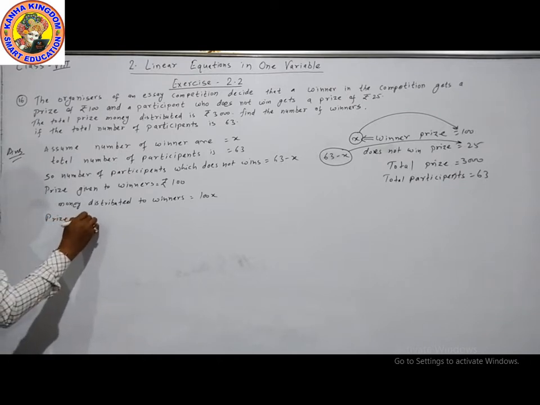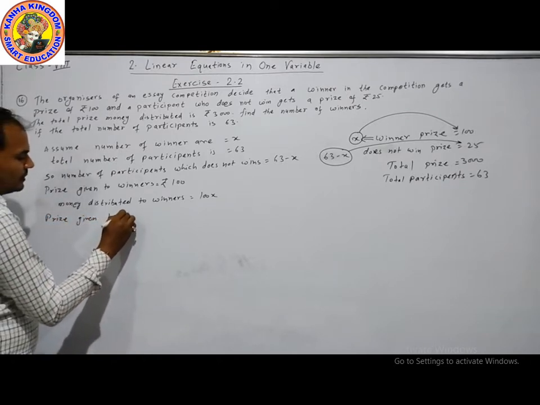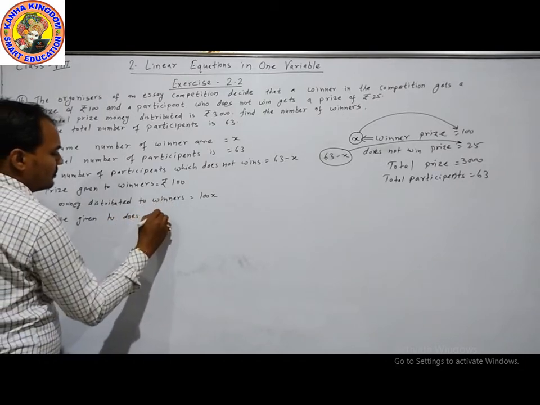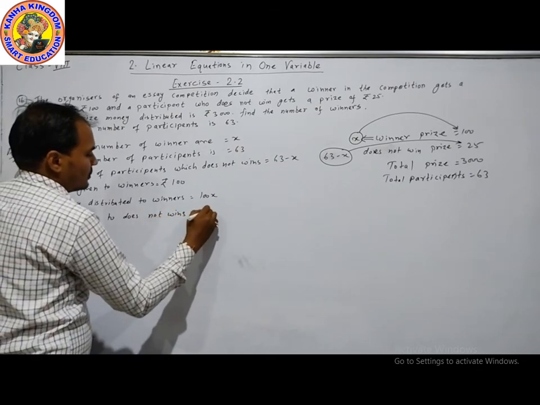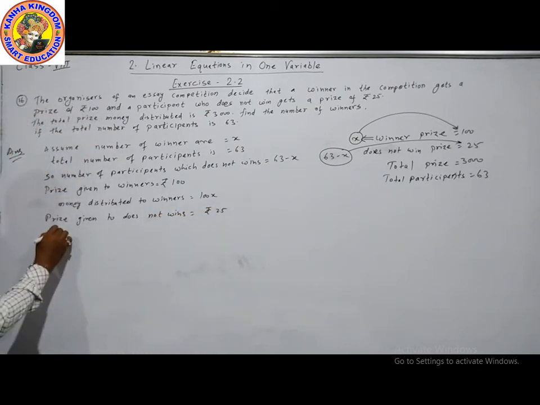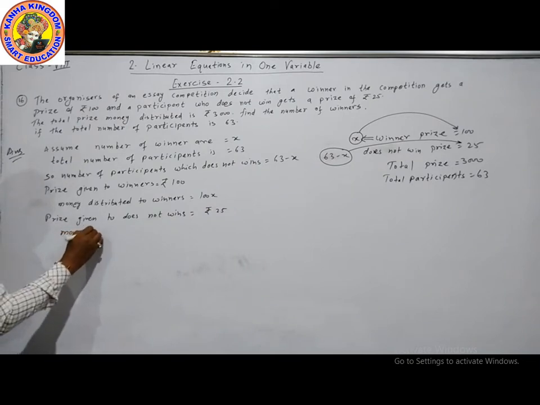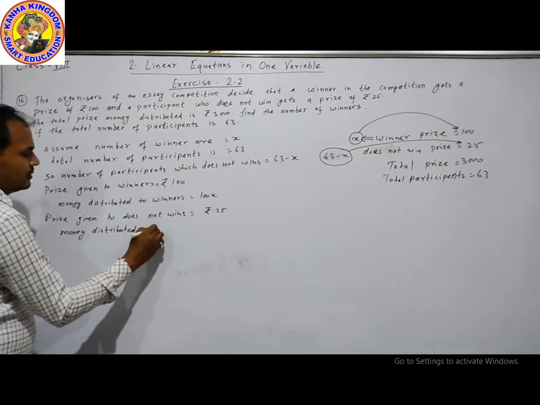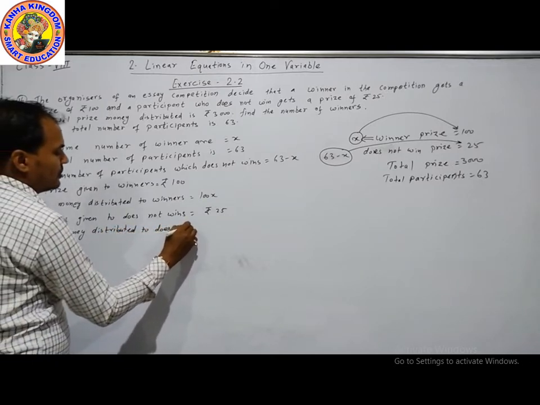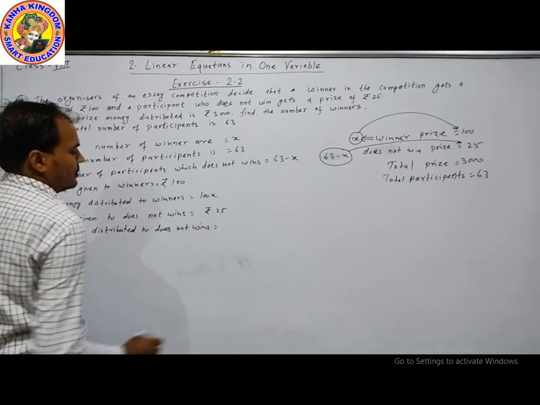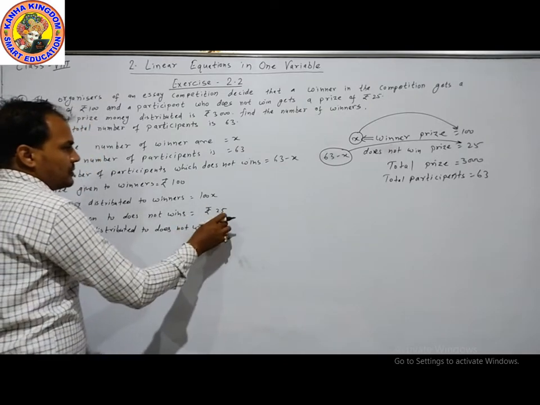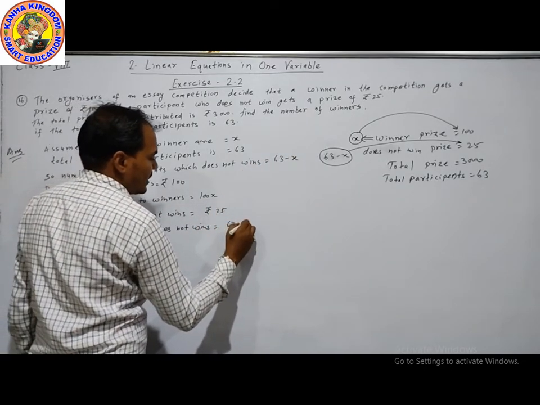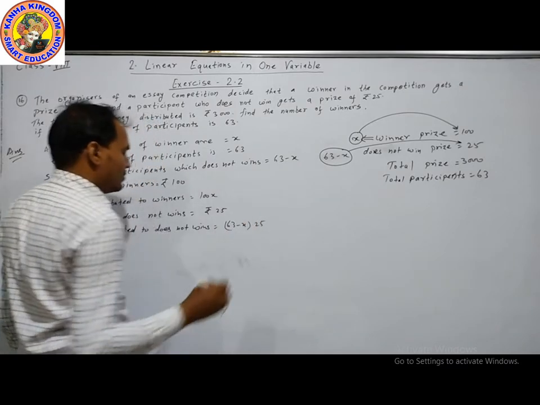The prize given to those who do not win is rupees 25. The money distributed to those who do not win: their number is 63 minus X, multiplied with the prize money, 63 minus X into 25.